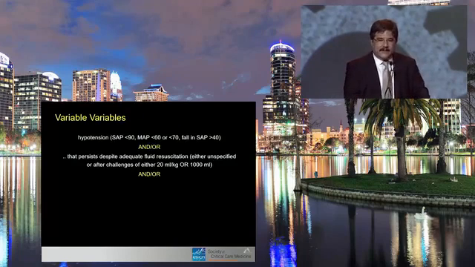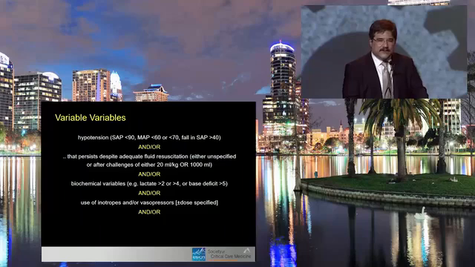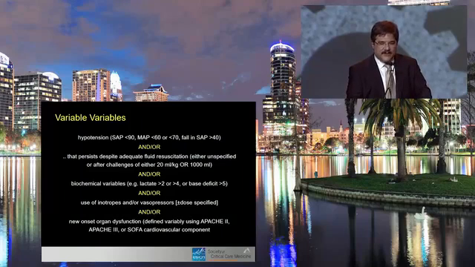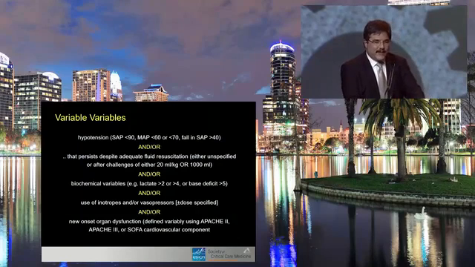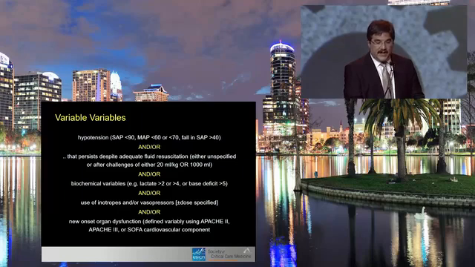In fact, when we look at the variables that have been used to identify septic patients, severe septic patients, or patients with septic shock, we can see that there's a tremendous amount of variability in simple things like what constitutes hypotension, what constitutes adequate fluid resuscitation, what biochemical variables should be looked at, when should inotropes and vasopressors be used, and what constitutes organ dysfunction.